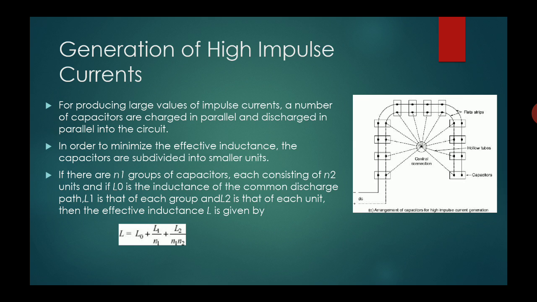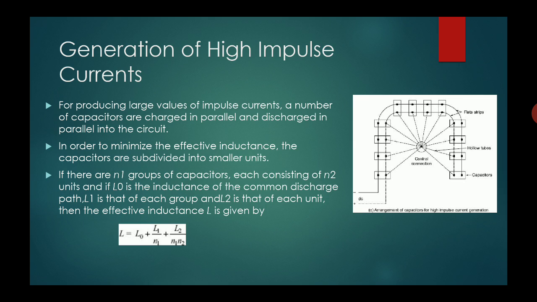For producing large current values of impulse current, a number of capacitors are charged in parallel and discharged in parallel into the circuit. These are the series of capacitors, as I have told you, on the right hand side. In order to minimize the effective inductance of the capacitor, it is divided into smaller units. If the capacitors are big, they will create their own inductances because they are connected via wires. So in order to reduce the inductance of the wires, it is divided into small units.